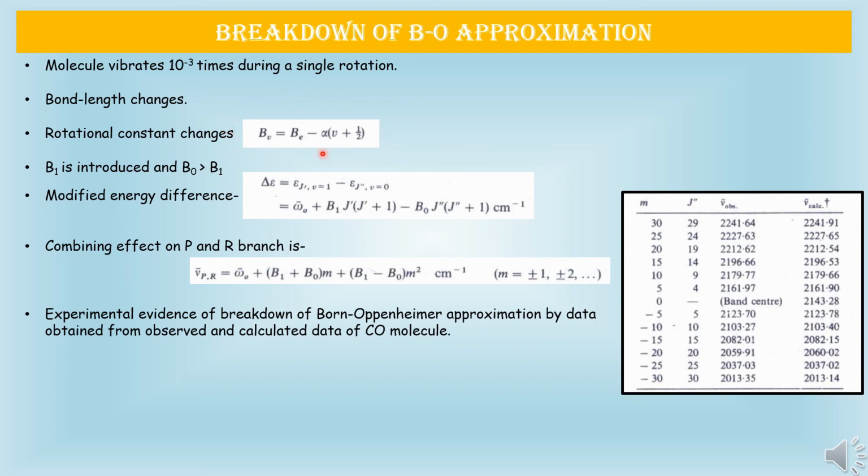But in the actual case, we know that the B value is proportional to 1 by R square. So as the bond length increases, the B value decreases with respect to vibration, and thus the energy levels are changed. So the corrected terms for this approximation are shown in the slide. We have to modify the energy difference of the rotational as well as vibrational levels according to the breakdown of the Born-Oppenheimer approximation. Then only we can get the perfect calculation for the spectra.